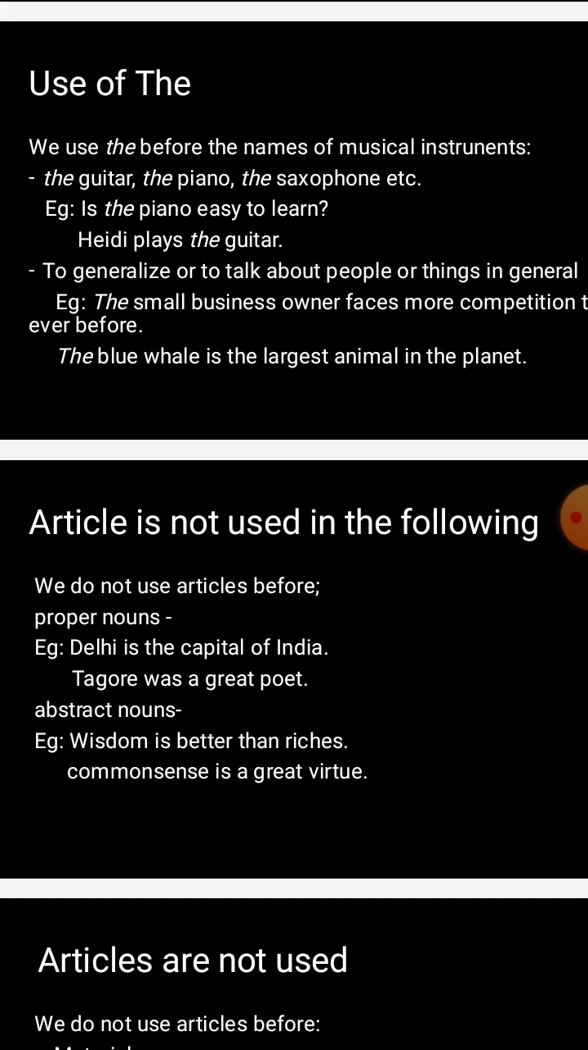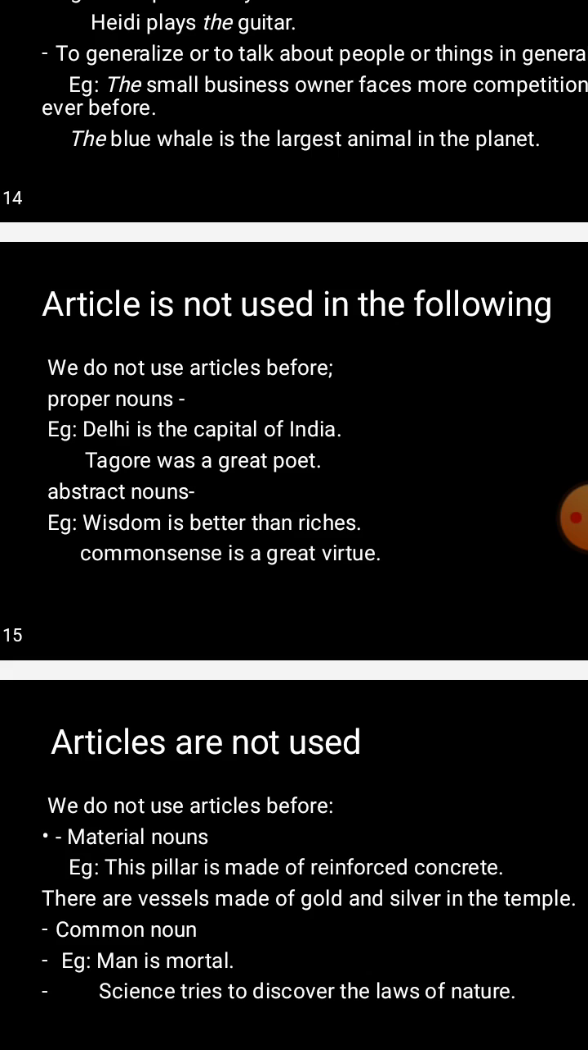Articles are not used in the following. We do not use articles before proper nouns. What are proper nouns? Names of places, people, persons. For example, Delhi is the capital of India. You don't say the Delhi. Tagore, you don't say the Tagore. Tagore was a great poet.